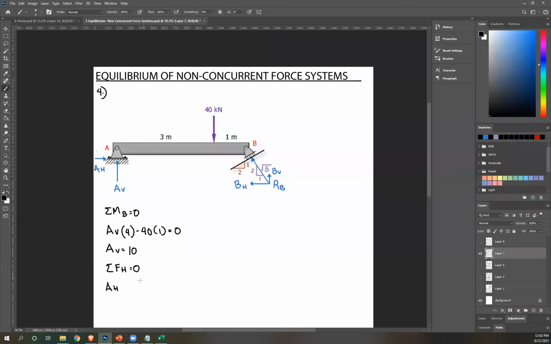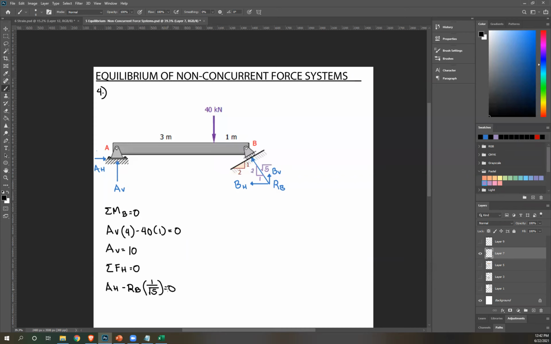So now BH is to the left, so negative BH. And BH again is just the horizontal component of B. So AH minus RB times the horizontal component, which is the horizontal side over the hypotenuse, 1 over square root of 5. Then equate that to 0.